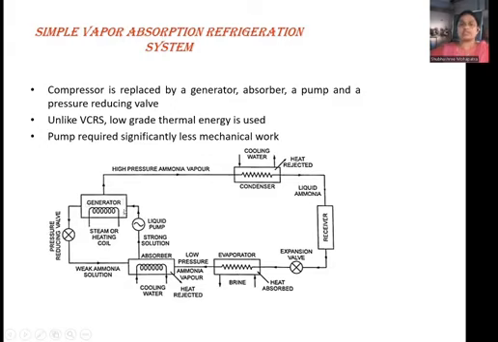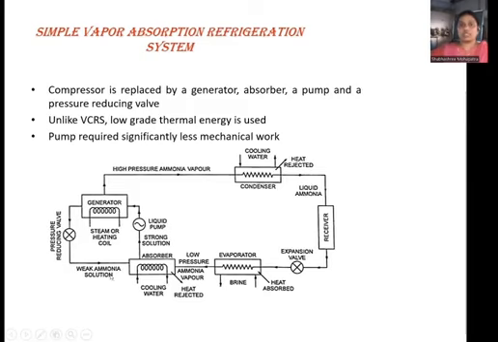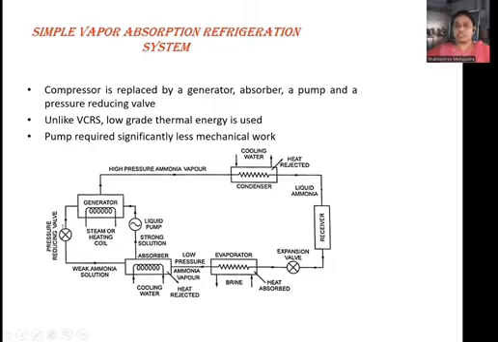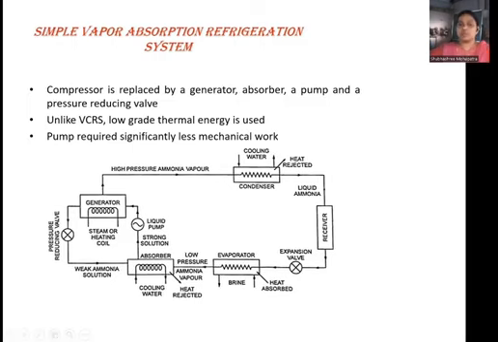At the generator, as the ammonia vapor has been released, a weak solution is left. This weak solution then comes to the absorber again through the pressure reducing valve. As the pressure was already increased through the liquid pump, here we are using a pressure reducing valve, as the drop in pressure has a high tendency to draw ammonia vapor from the evaporator. So this is how the simple VARS system works.